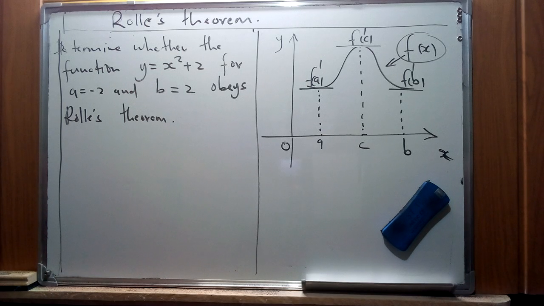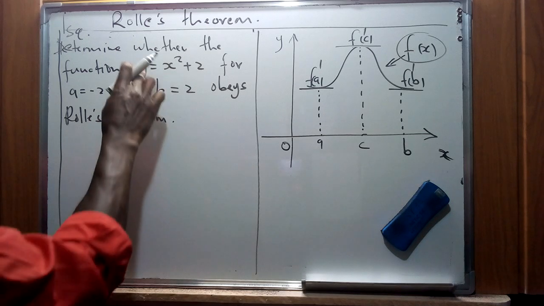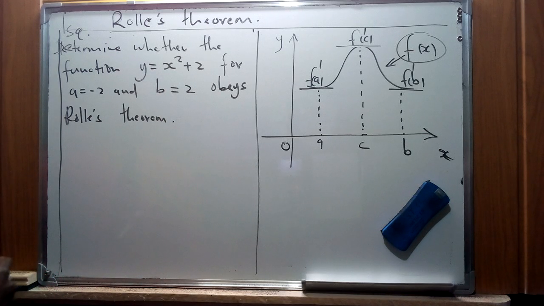From the question that we are going to discuss, it states: determine whether the function y equals x squared plus 2 for the interval -2 to 2 obeys Rolle's theorem. The first thing we're going to do is confirm whether it obeys the other conditions that we have stated. The first one is to find f of a and f of b and see whether it obeys Rolle's theorem.